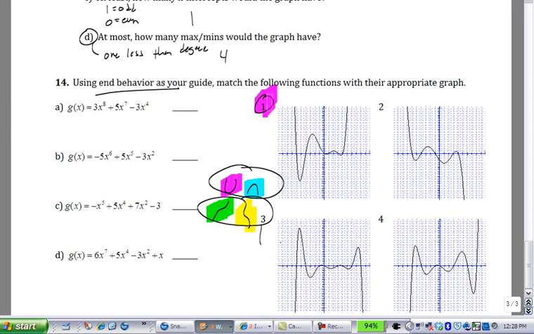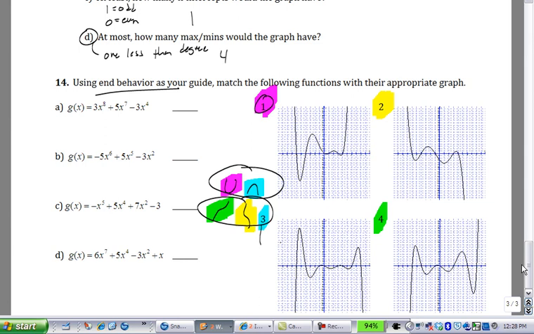Number 2 is good. Number 2 is yellow. Number 3 is blue. And number 4 is green.